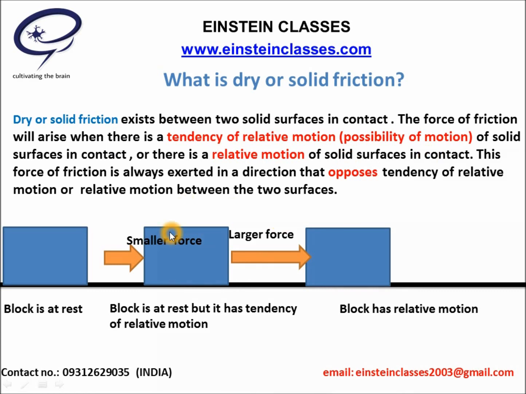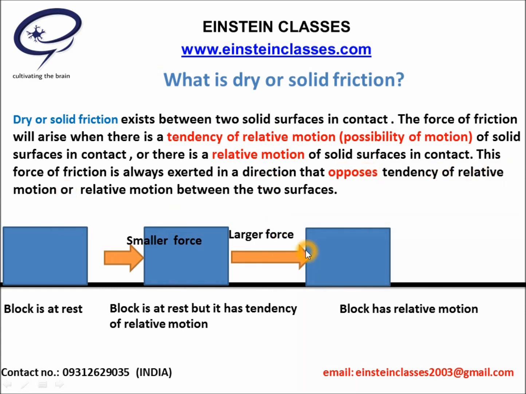Now, consider another case. This block is placed on the surface and you have applied a force on this block, but the motion of the block is not produced, but tendency of motion is produced, or we can say that possibility of motion of this block is produced towards right by the application of this force. Hence, the frictional force at this point of contact will arise and the friction force will act towards left, because the direction of friction force will be such that it will oppose the tendency of relative motion.